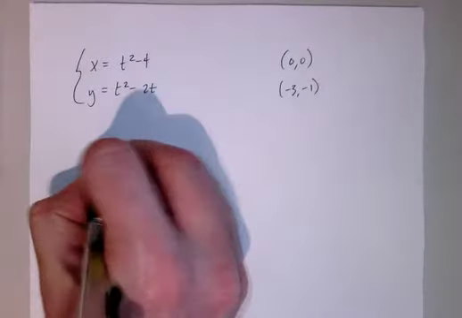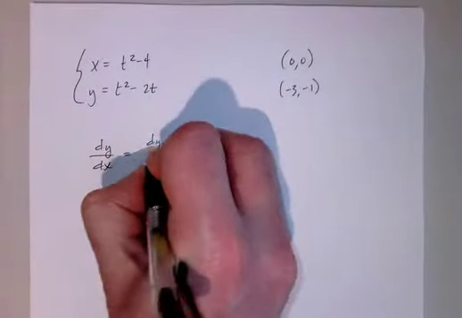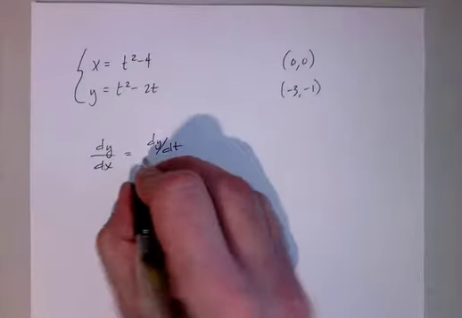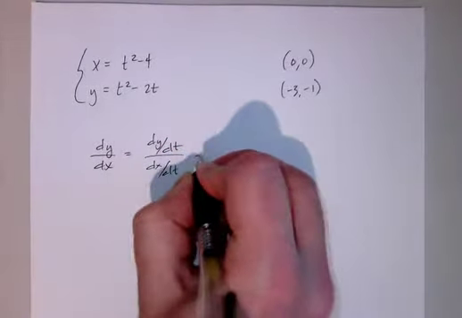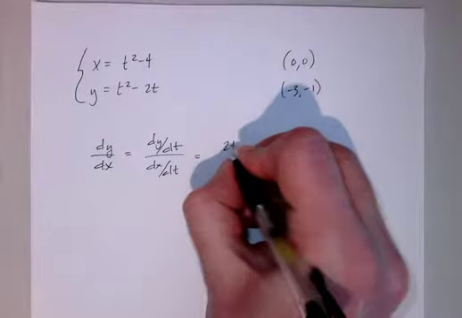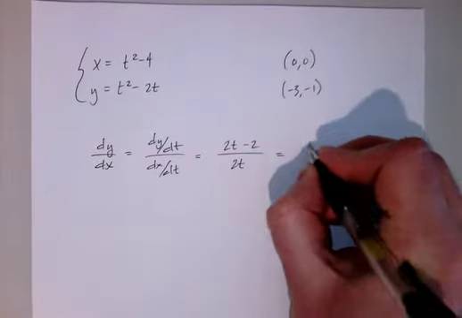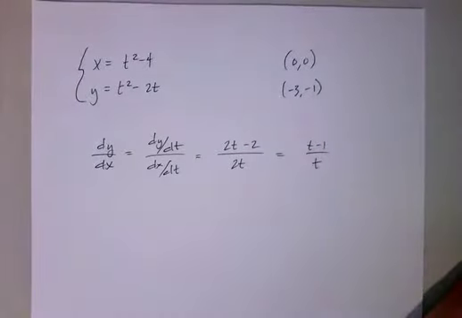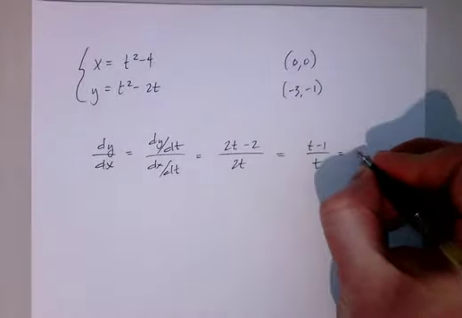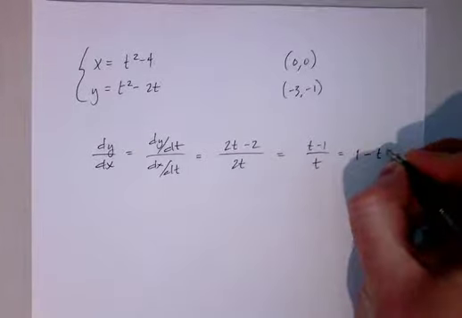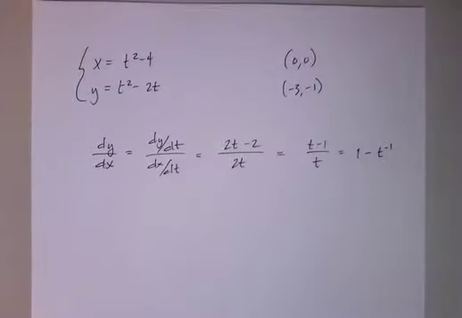So I know that dy/dx is going to be dy/dt over dx/dt. dy/dt is going to be 2t minus 2, and dx/dt is going to be 2t, so it's going to be (t minus 1) over t. Okay? Now, you can rewrite this if you want, like that. It might be easier to take the derivative if it's like that, if you were asked to take the second derivative. I'm actually not asked to take the second derivative on this particular one.